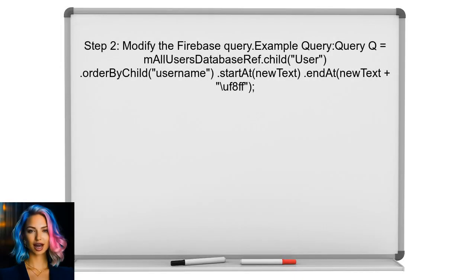Next, the user should modify the Firebase query to ensure it captures all relevant usernames. The StartAt method should be used with the new text input, and the EndAt method should be set to a character that comes after the last character of the username.